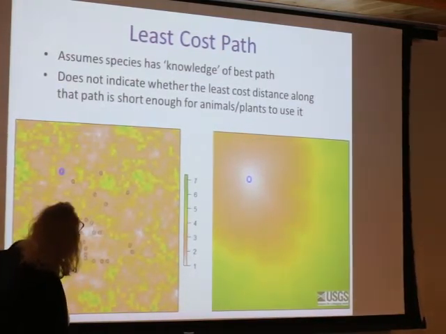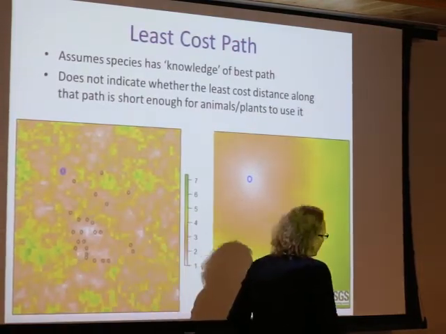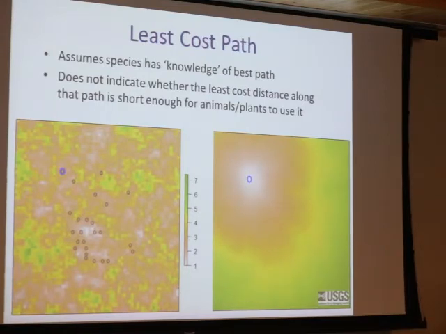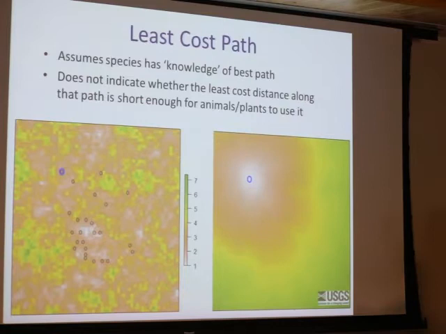cost and surface. The other thing to think about with these cost path approaches, or really any distance approach, is that by itself, there's no sort of cutoff that says that whatever path that you're choosing, what distance is that distance short enough for an animal to actually make it there, or a piece of pollen, or whatever. Fish, whatever you're working with.